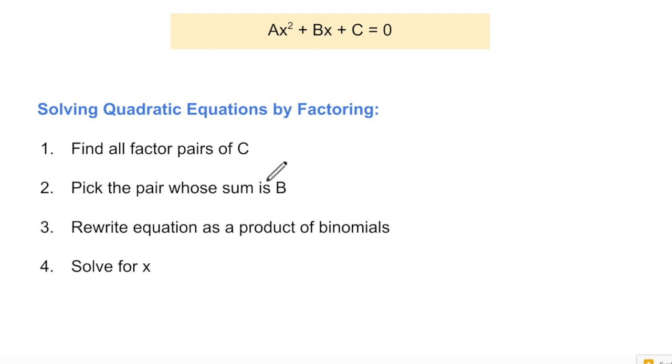Next, we're going to pick the pair whose sum is b. In other words, we're going to pick the pair of factors of c that add up to b. Then we're going to rewrite the equation as a product of binomials. So you'll see how this all works in the next example.